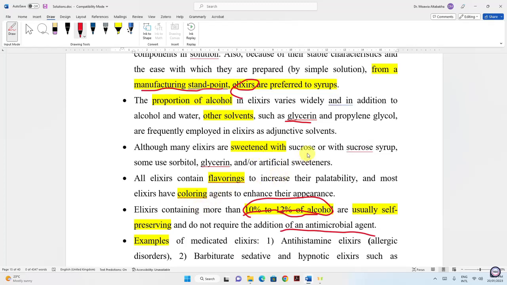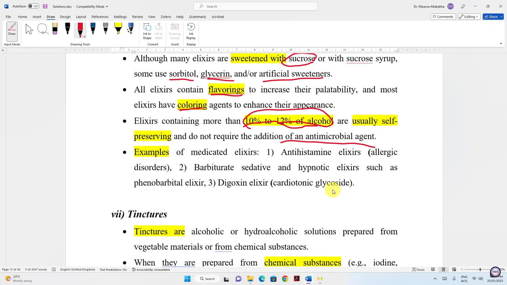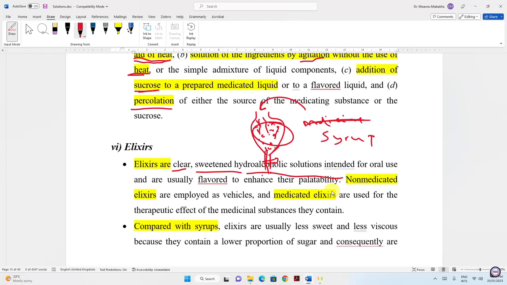Yes, the sugar is usually sucrose, but sorbitol, which is sweet, glycerin, or other artificial sweeteners may be added instead of sucrose. Does it contain flavoring agents? Yes, it's given orally. That's why we expect to have flavors, and for the solution to have color as well to enhance their appearance.